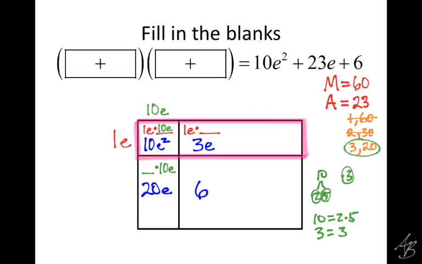That's going to be something times 10e. Notice that I put the width second. So I left a space here for the height, which we don't know yet. And I put that width there.